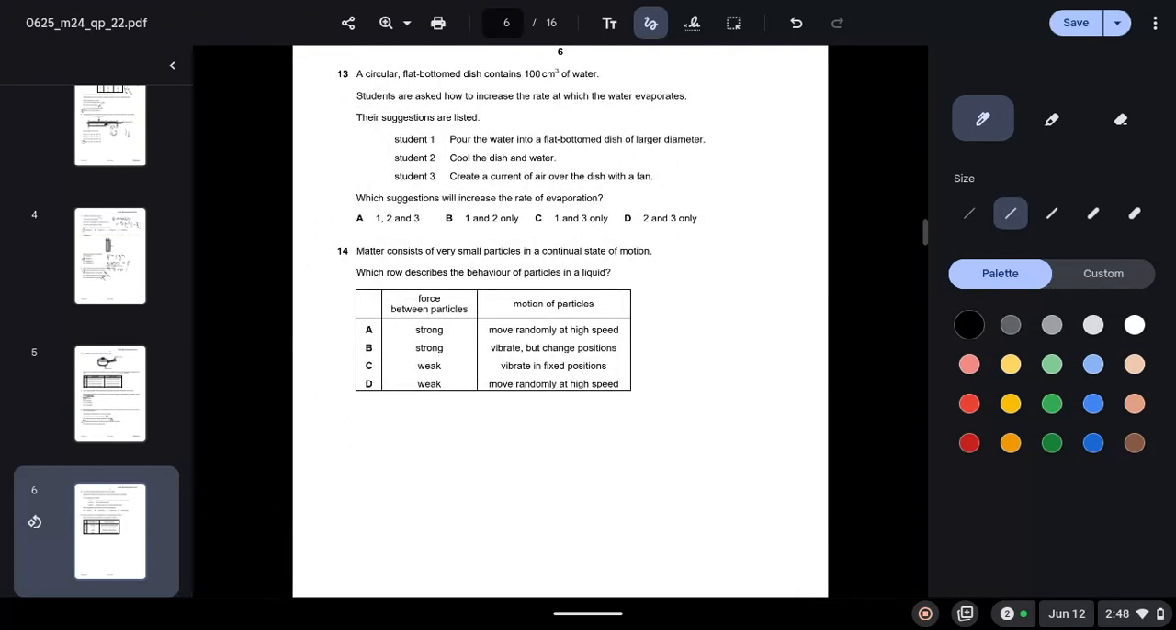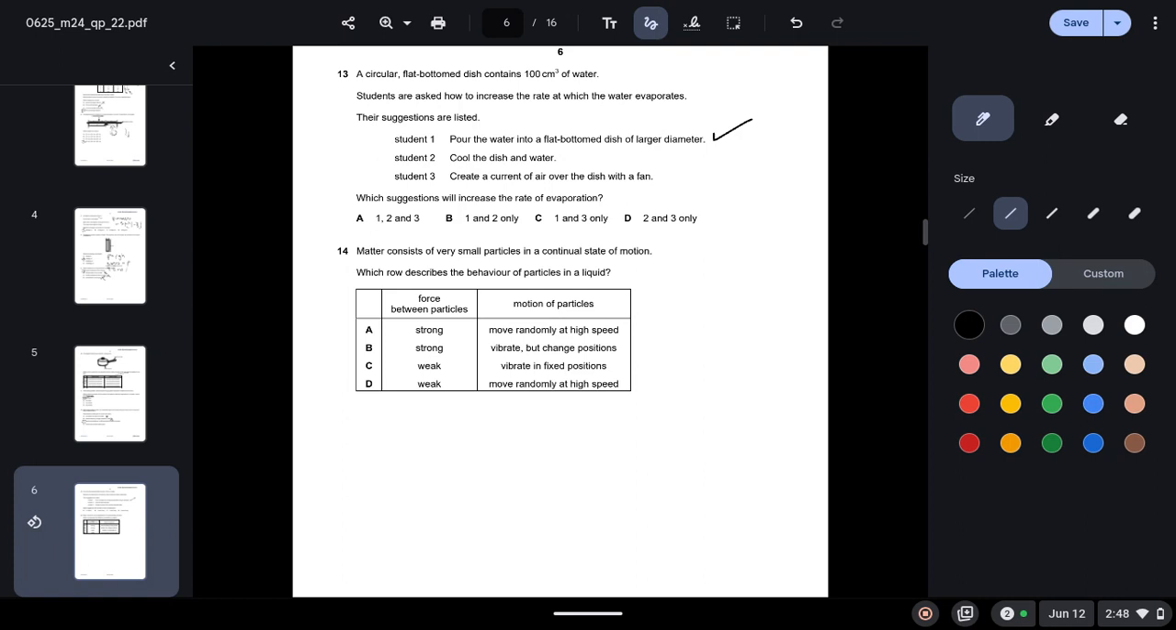A circular flat bottom dish contains 100 centimeter cubes of water. Students are asked how to increase the rate at which the water evaporates. Their suggestions are listed. Pour the water into a flat bottom dish of larger diameter. So this is correct, because increasing the diameter would also increase the rate of evaporation.